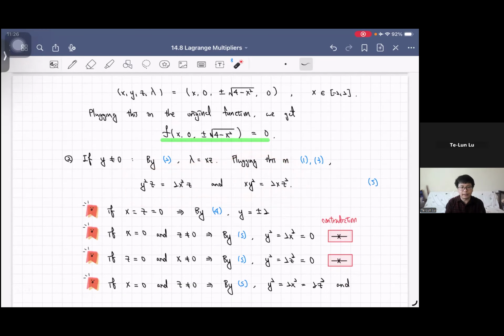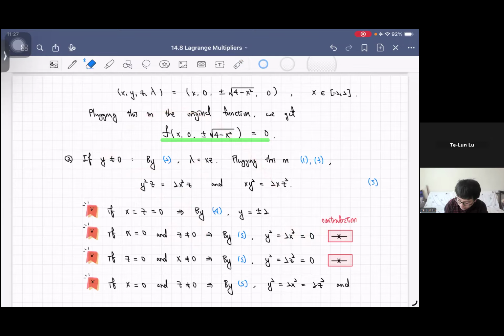Again, I break the problem into several cases where x and z are either 0 or not. In the first case, where x and z are both 0, then directly from the fourth equation, we know that y is plus minus 2, because x squared plus y squared plus z squared has to be 4, right, on a sphere. And if x is 0 and z is non-zero, then we see by this equation that y squared is equal to 2x squared, right? You can divide by z from both sides. However, x is 0, so y is 0.